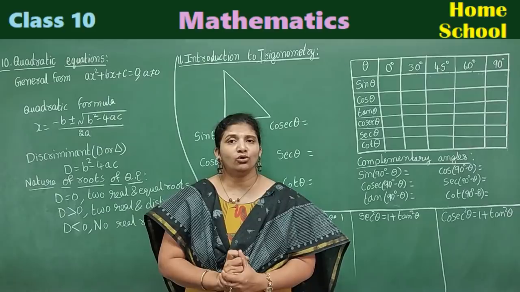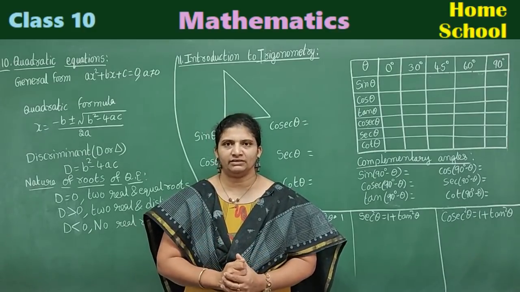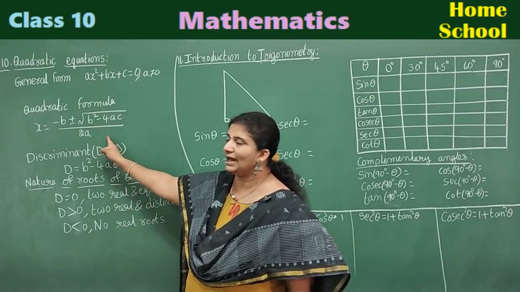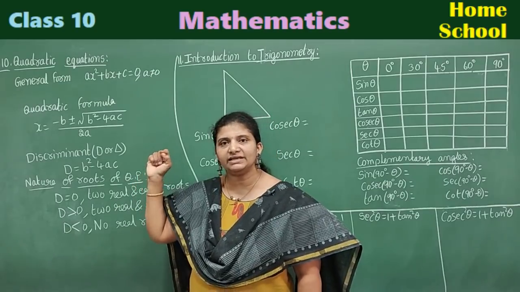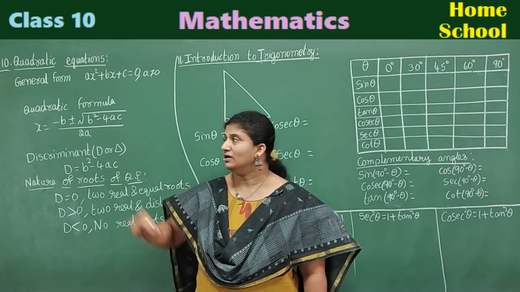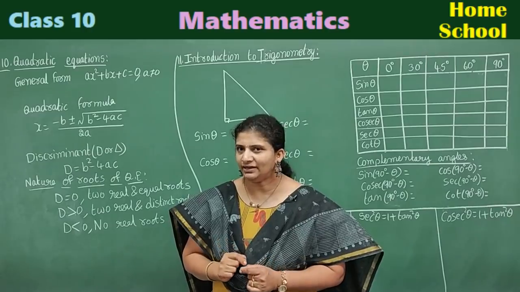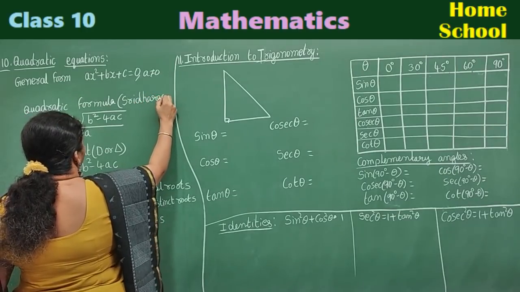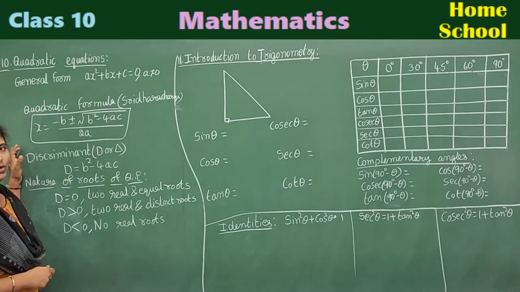For solving the quadratic equation, we can go with three methods. One is the factorization method and another is the completing square method. If we use the completing square method on the standard form of the quadratic equation, we get the quadratic formula. Another method is the quadratic formula, which is also called Sridharacharya's formula.